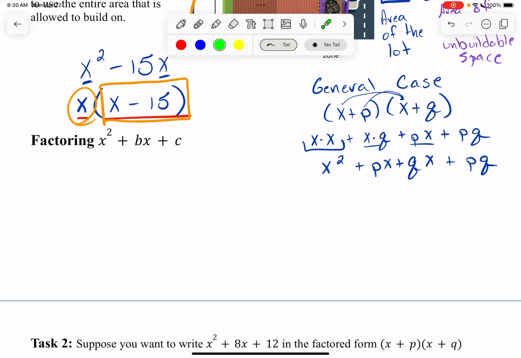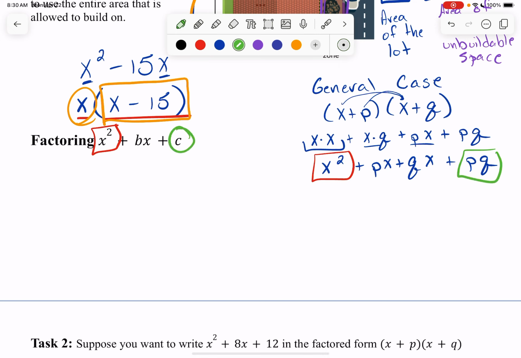So if you notice, this first term is x squared, like we want x squared. Okay, so there's my x squared. The last term, I'm just going to jump to the last term, is the p times the q. So there's my last term, p times q. And now this middle term, both of these have x's on them. They make up the thing with just the x on it. Okay, we're going to now use this pattern to help us factor.